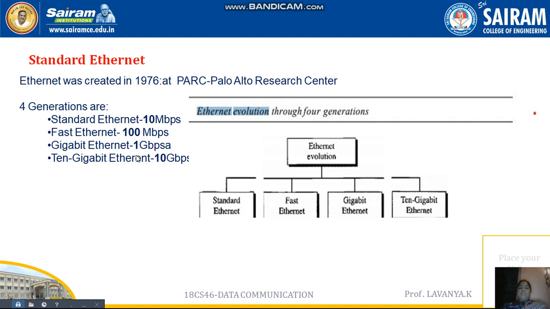The first one is the standard Ethernet. The second one is fast Ethernet, and then gigabit Ethernet, as well as 10 gigabit Ethernet. Standard Ethernet supports 10 megabits per second, 10 Mbps. Fast Ethernet supports 100 megabits per second, gigabit Ethernet supports 1 gigabit per second, and 10 gigabit Ethernet supports 10 gigabits per second.